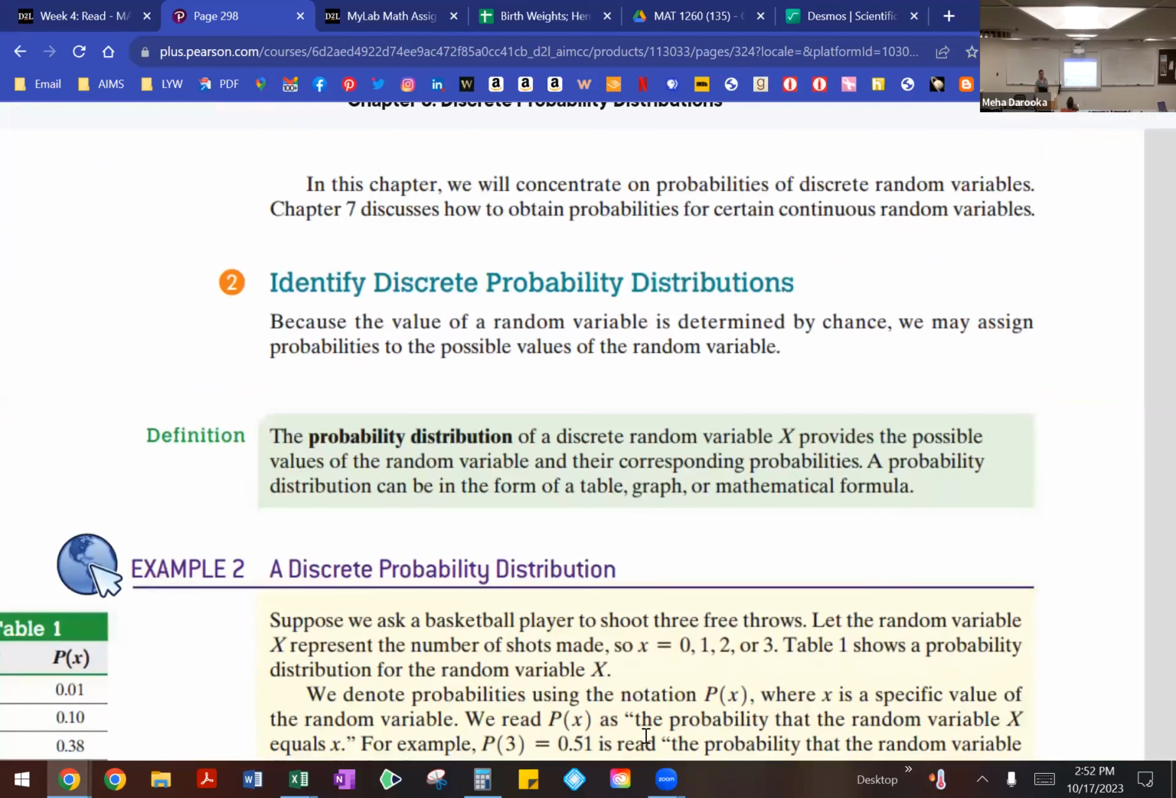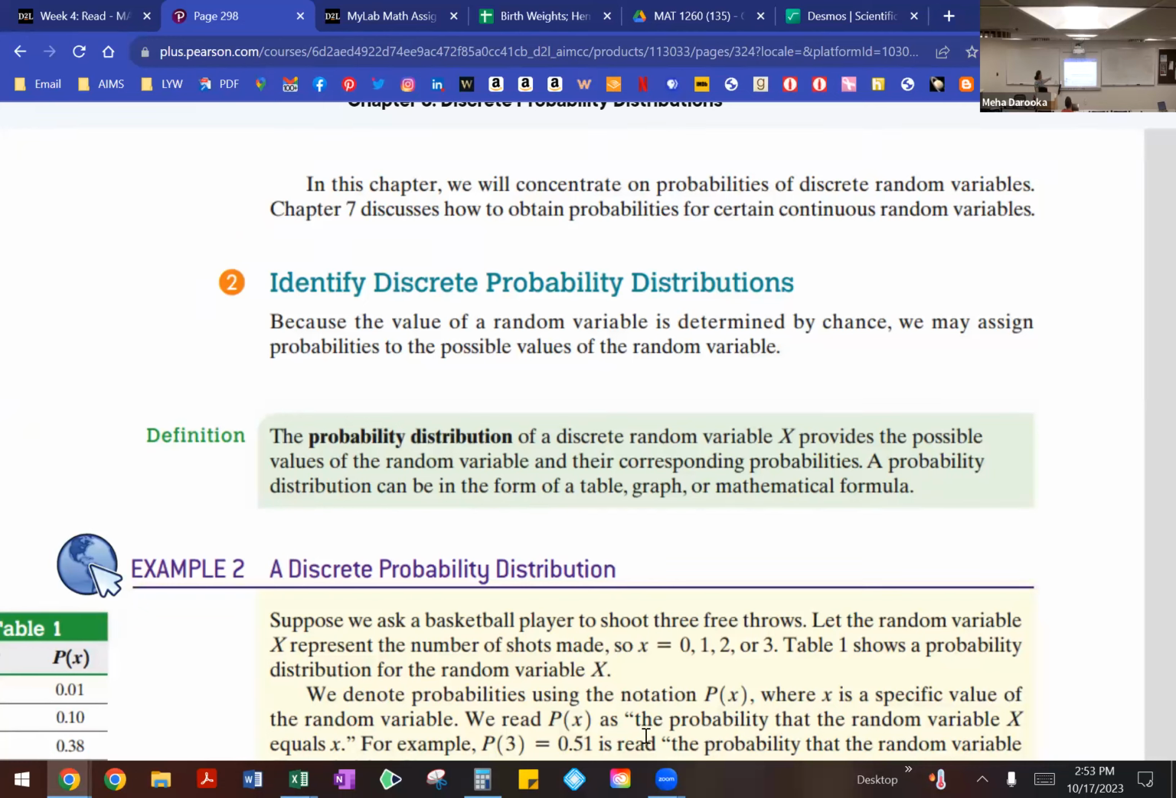All right, so let's talk about discrete probability distributions. We'll do continuous ones starting in chapter 6, if I remember correctly. When we're talking about a probability distribution, remember, for a discrete random variable X it provides the possible values of your random variable and their corresponding probabilities. It's like the frequency distribution table, with the same setup, but instead of frequencies, we're talking probabilities.